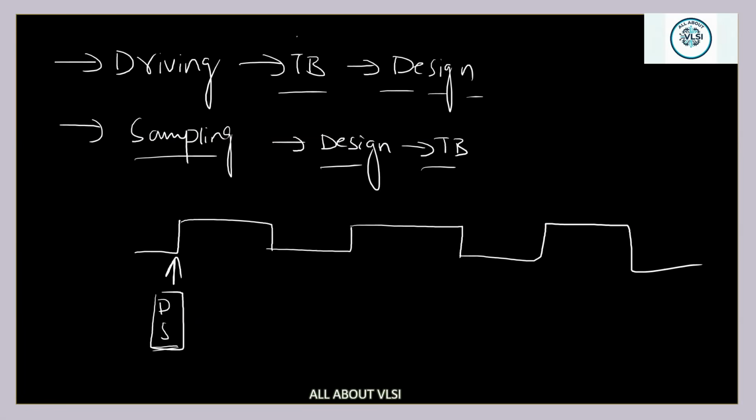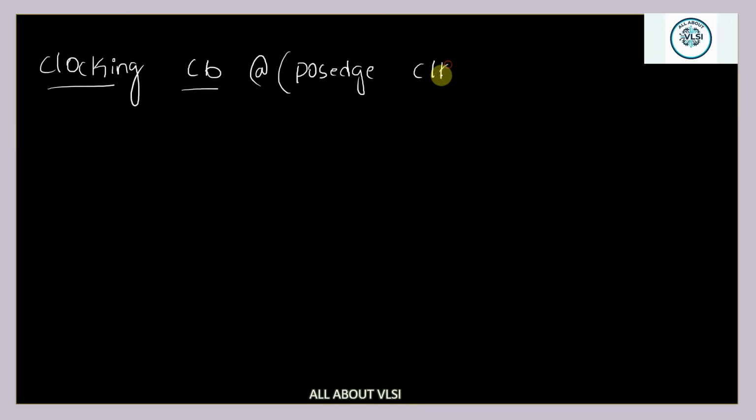To avoid this race condition or uncertainty, we are going to use something known as a clocking block. Within an interface, I am going to use the syntax clocking, followed by the clocking block name, let's say CB. And with respect to what should this clocking block work? Let's say with respect to the positive edge of the clock. This is my reference clock which I am going to take.